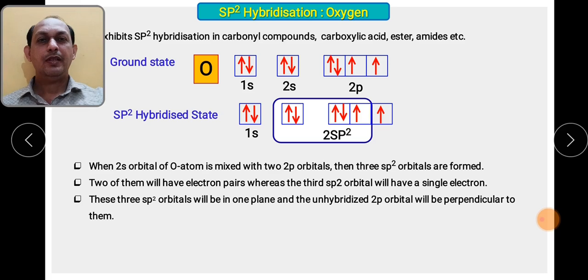So what happens? The 2s orbital of oxygen is mixed with the 2p orbitals and they form the 3 sp2 orbitals. So 1, 2, 3, these are the 3 sp2 hybridized orbitals that are formed, and they will have electron pairs. So they will have 2 electron pairs and 1 unpaired electron. One of the pz orbitals remains unhybridized as it is. It will not be involved in the process of bonding, so it will remain perpendicular to the plane.